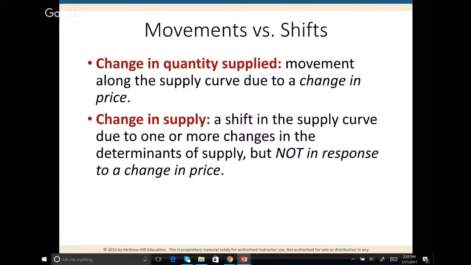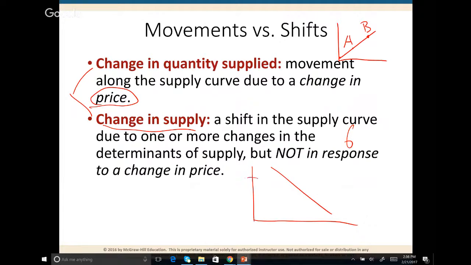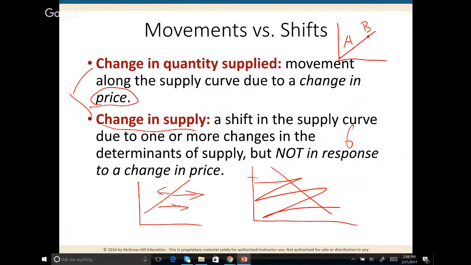Make sure to know this difference too, the difference between the change in quantity supplied and the change in supply. A change in quantity supplied, just like a change in quantity demanded, happens only when there's a price change, and you move along the same supply curve. So if you go from point A to point B, this is a change in quantity supplied. A change in supply is when those six factors change. An increase shifts the curve to the right, and a decrease shifts it to the left. It's always that way.